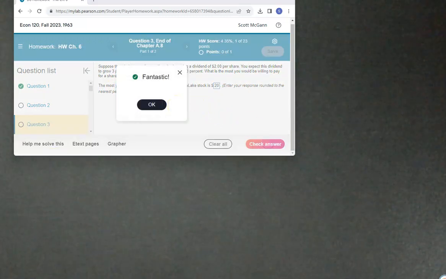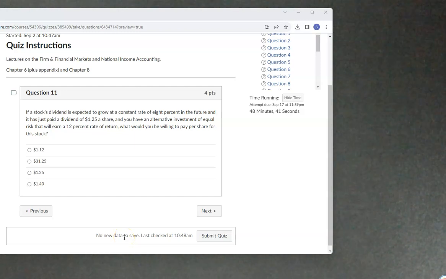Very good. Here's another question. This is from the quizzes, multiple choice, and we're going to answer it in a very similar pattern as we would the homework example we just did. It says, if a stock dividend is expected to grow at a constant rate of 8% in the future, and it has just paid a dividend of $1.25 a share, and you have an alternative investment of equal risk that will earn you 12% rate of return, what would you be willing to pay per share for this stock?